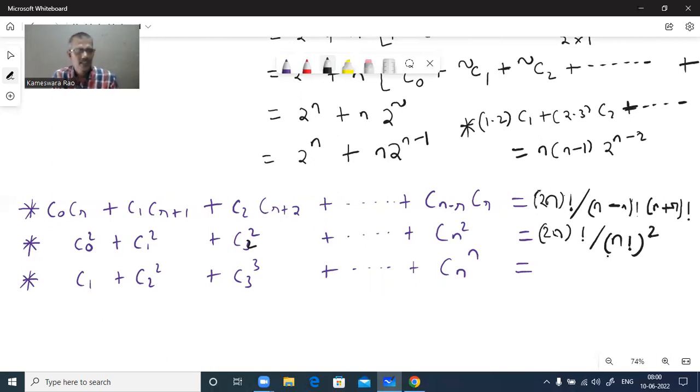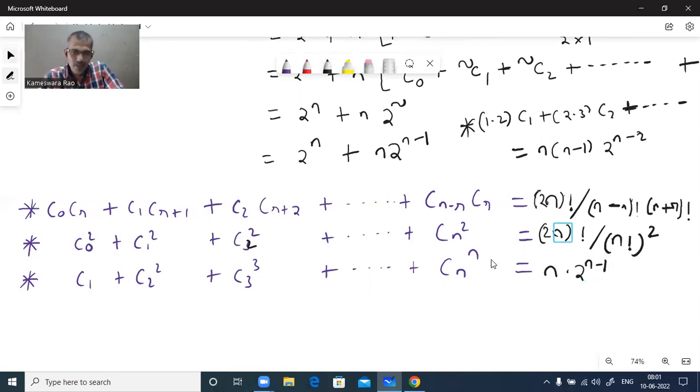Let's say one more series, C1 plus C2 whole square plus C3 whole cube plus so on, Cn whole power n. This also easy, you can find. Its sum will be 2 times 2 power n minus 1.